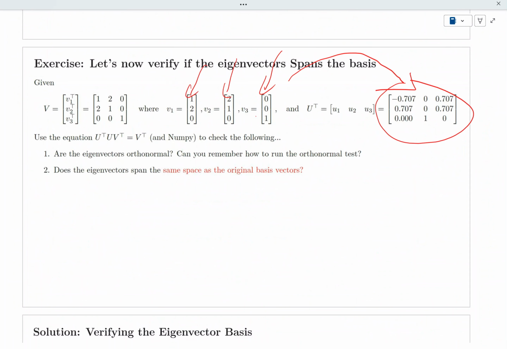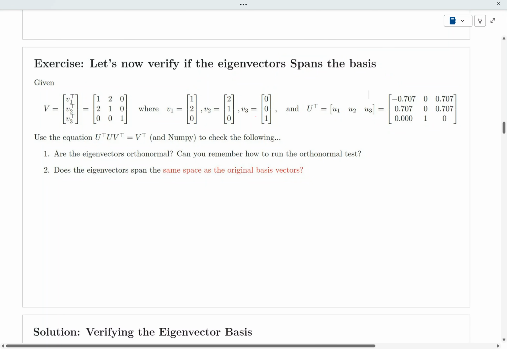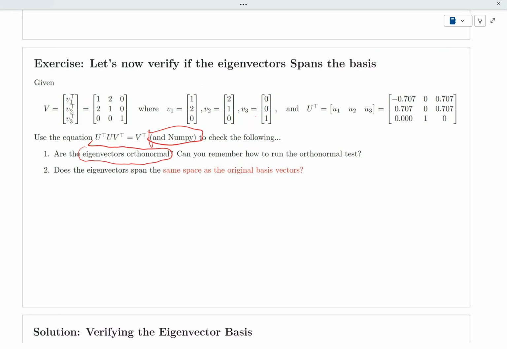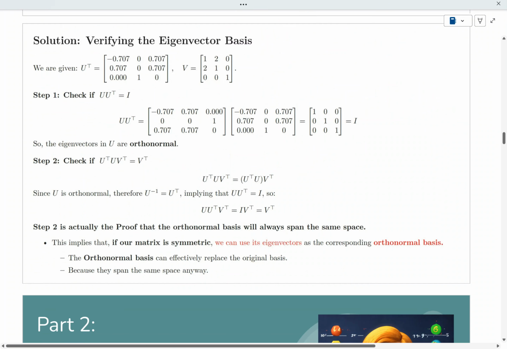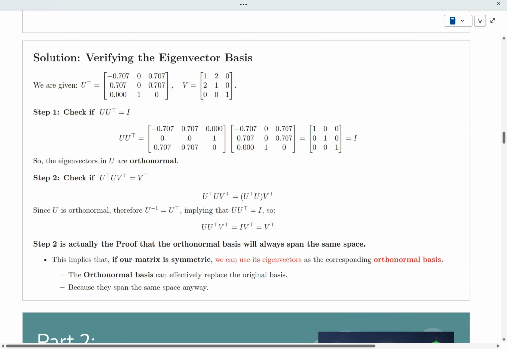Okay, so pause the video, go back and look if you don't remember, and basically just check first if the eigenvectors are orthonormal. Right? You can use NumPy for this, by the way. And then once you check that, you want to check if the eigenvectors span the same space as the original basis. So these are the eigenvectors. Do they span the same space as the original? Okay. Here's the solution. You can pause and study it.